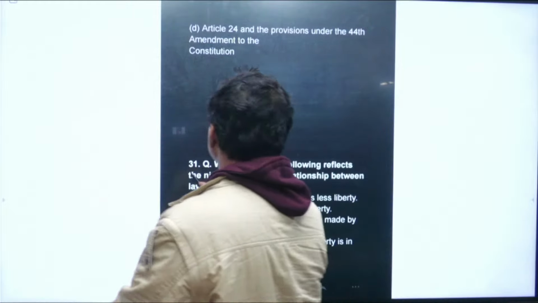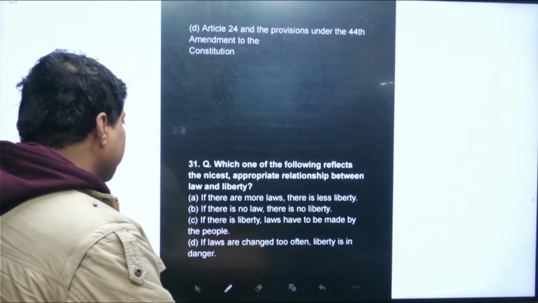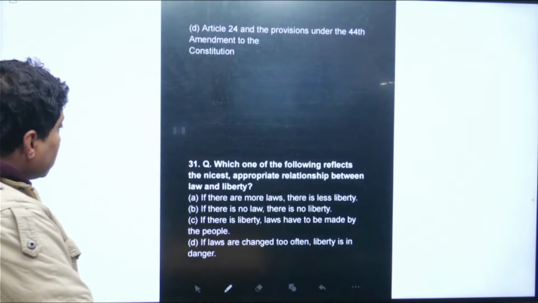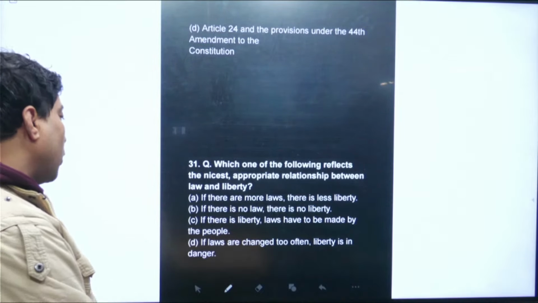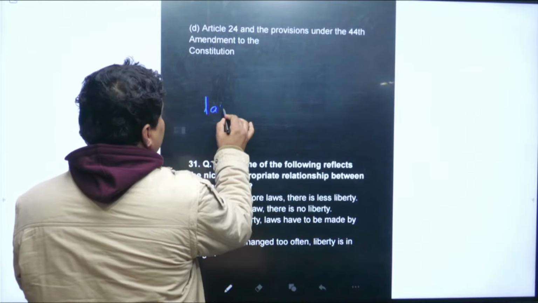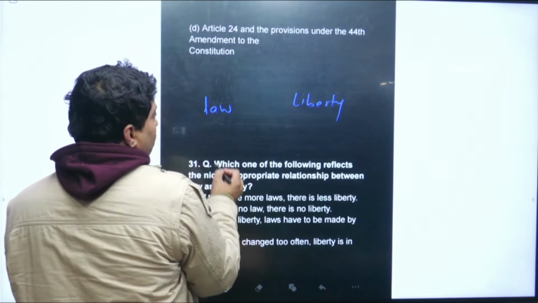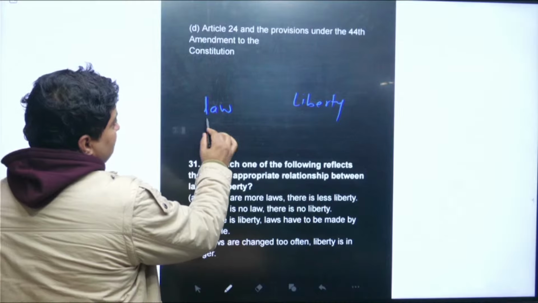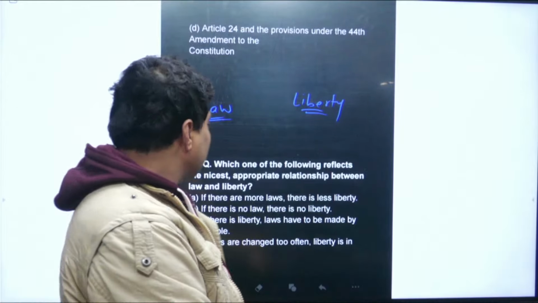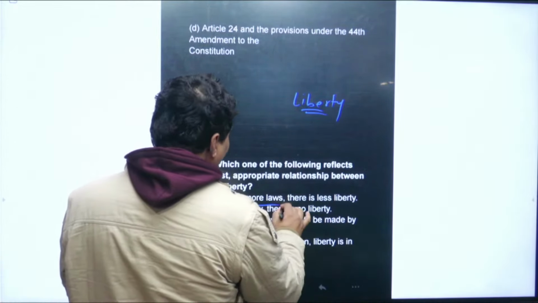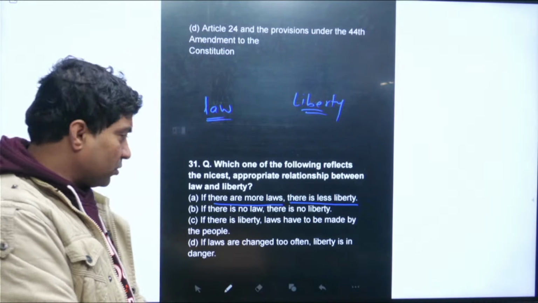Now look at the 31st question. Which one of the following reflects the most appropriate relationship between law and liberty? Law and liberty, right. Let's see. Law is necessary for liberty, otherwise liberty becomes license, right. Anyway, let's see, if there is more law, there is less liberty. The statement is correct, but the relationship is not so good, so not the nicest.